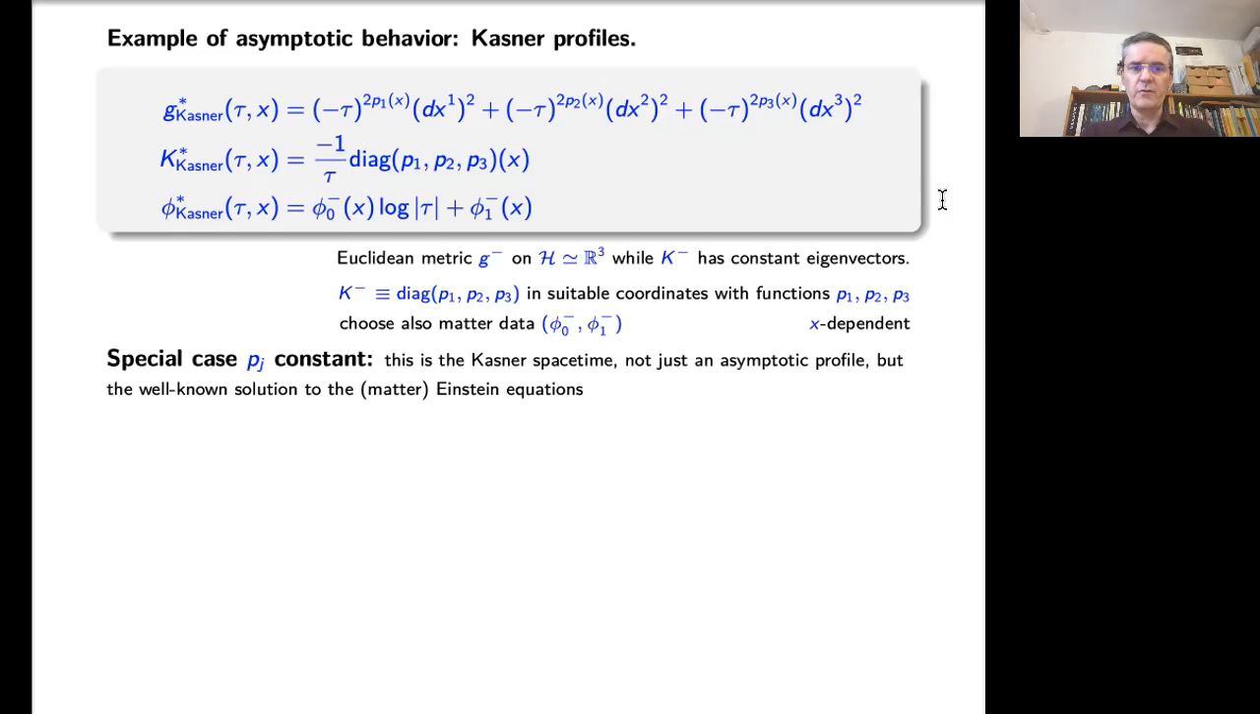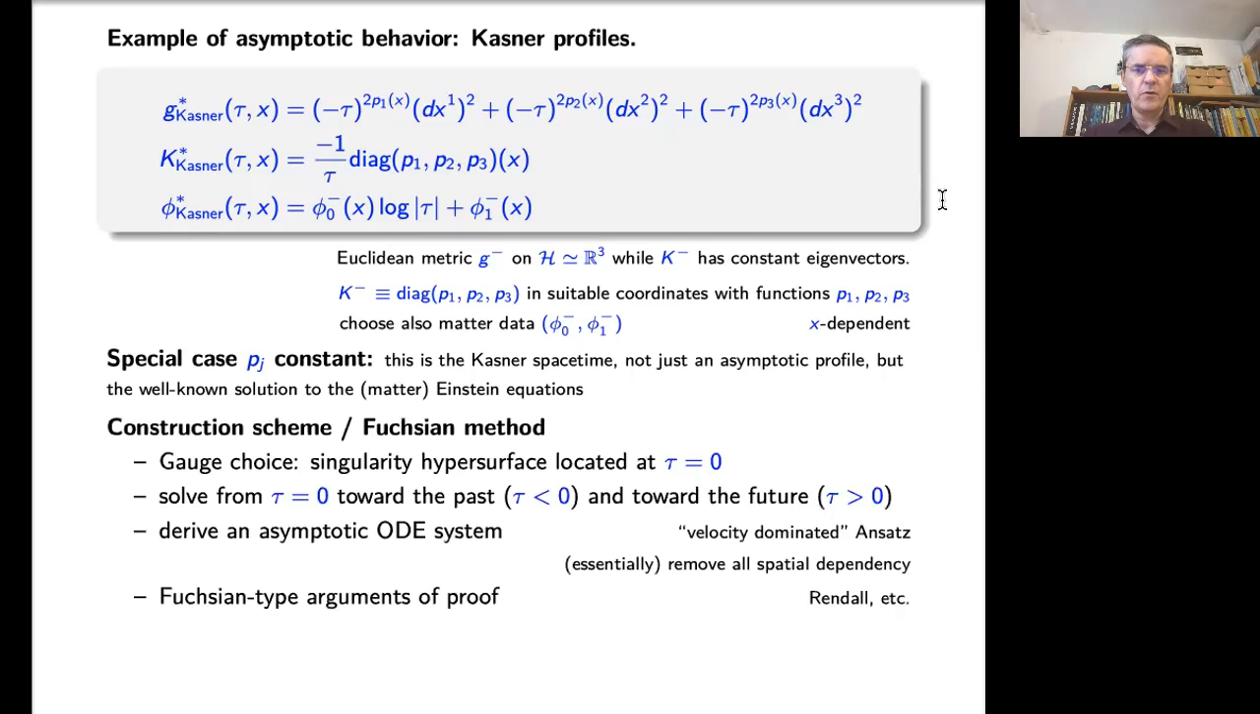Now, this can be an exact solution, but only when the pj are constants. This will be exactly the Kasner spacetime, not just an approximate solution. But this is the way I'm going to see it when there is a dependency in x. I'm going to view that as an expansion, giving me an asymptotic profile for the metric and the extrinsic curvature. And it has some additional constraints I'm going to write, but that's not important immediately.